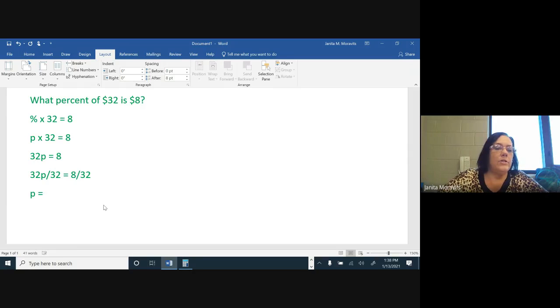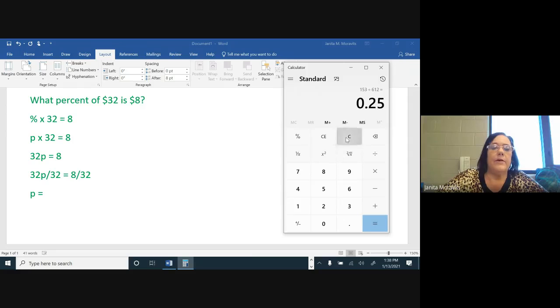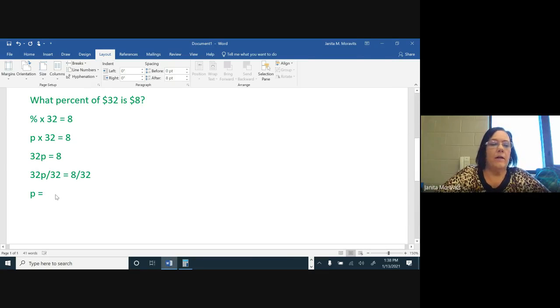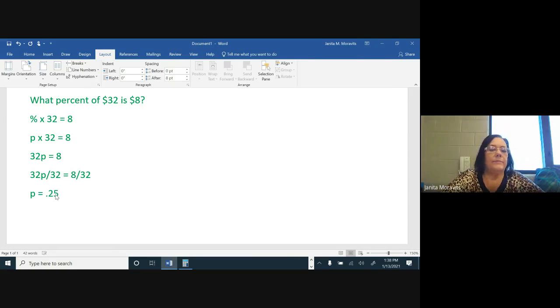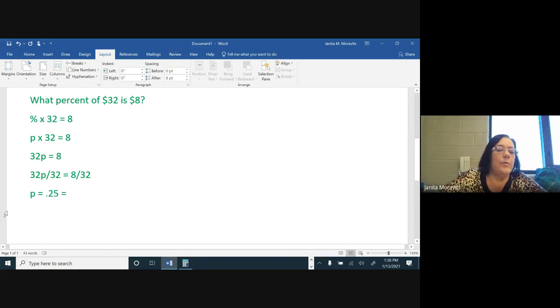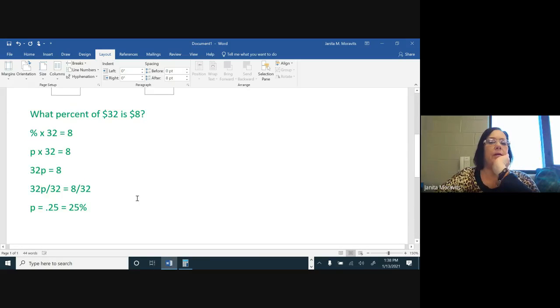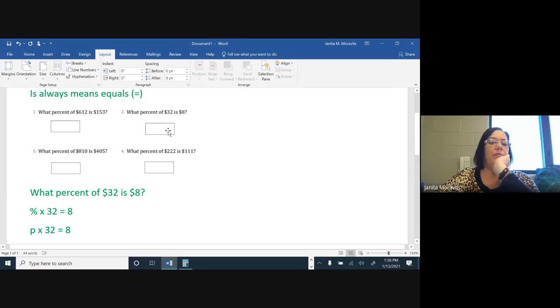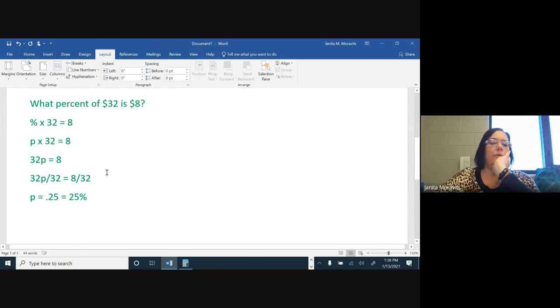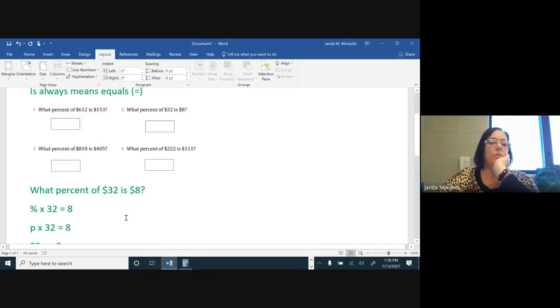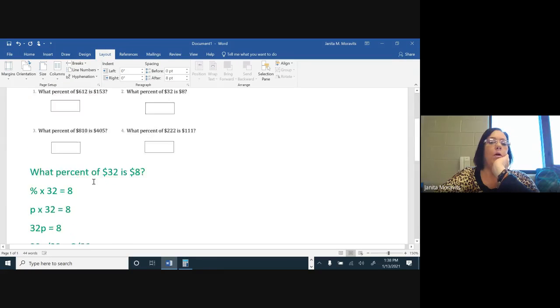And that is equal to, all right, we're going to come over here and we're going to say 8 divided by 32. Oh, looky there, we got 0.25 again. All right, 0.25, which is also equal to, remember, if we move our decimal 2 places to the right, we get 25%. All right, so you would put 25% right here. All right, we happen to get the same answer on both of those. We're going to do one more.